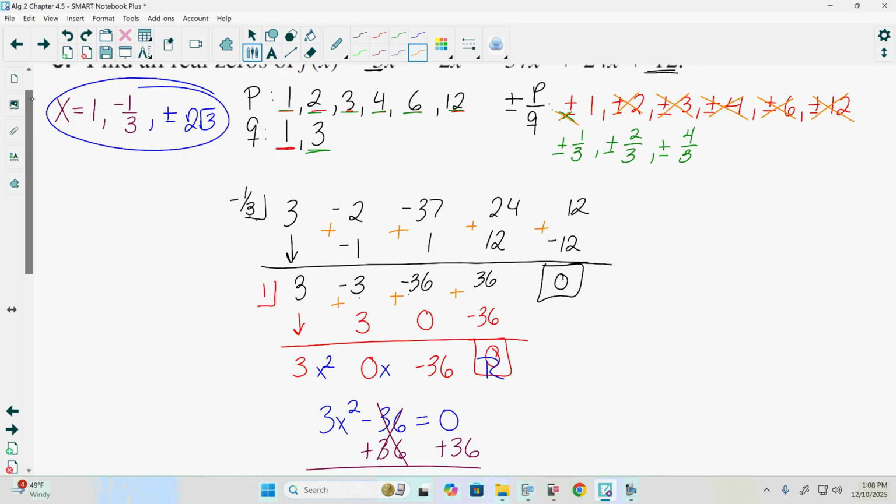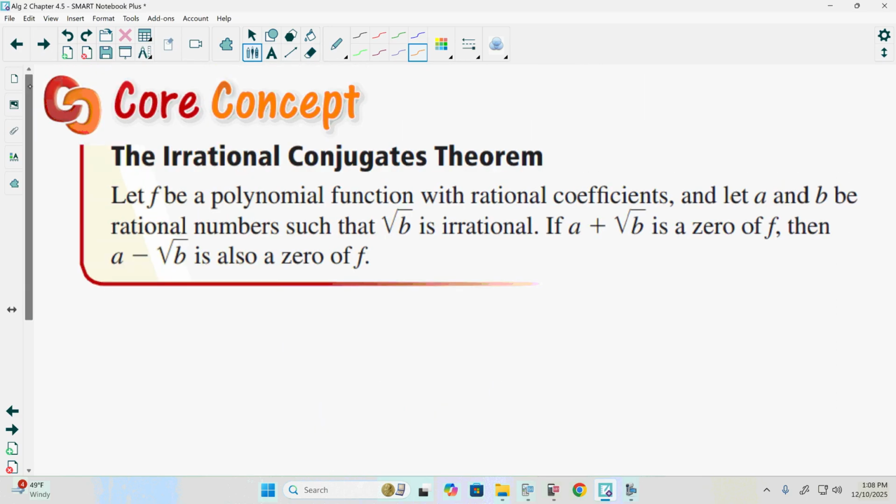What we have next is the irrational conjugates theorem. The main point to it is that if a plus the square root of b is a solution, if it's a root, a minus the square root of b is also a solution. It is also a root of this here. If we have one, we have to have the other. That's also why 2 square root of 3, since it's a solution, negative 2 square root of 3 has to be a solution. If we have one, we have to have the other. They always come in pairs.